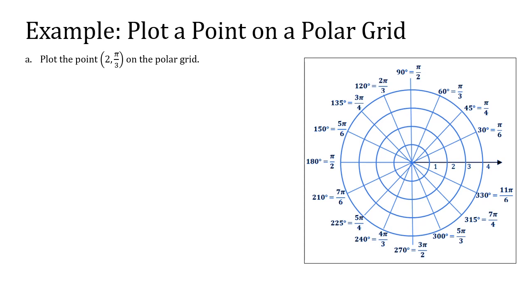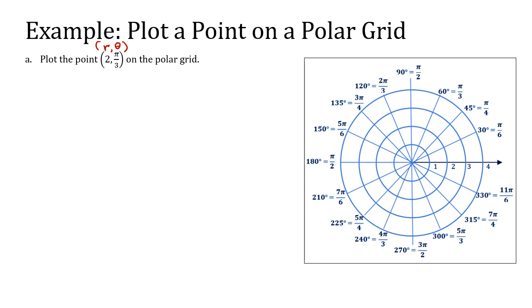And on part A, we're being asked to plot the point 2, pi over 3 on this polar grid. So we might first want to just say to ourselves, okay, well, what does that 2 represent? The 2 represents our radius, and the pi over 3 represents our theta, right?